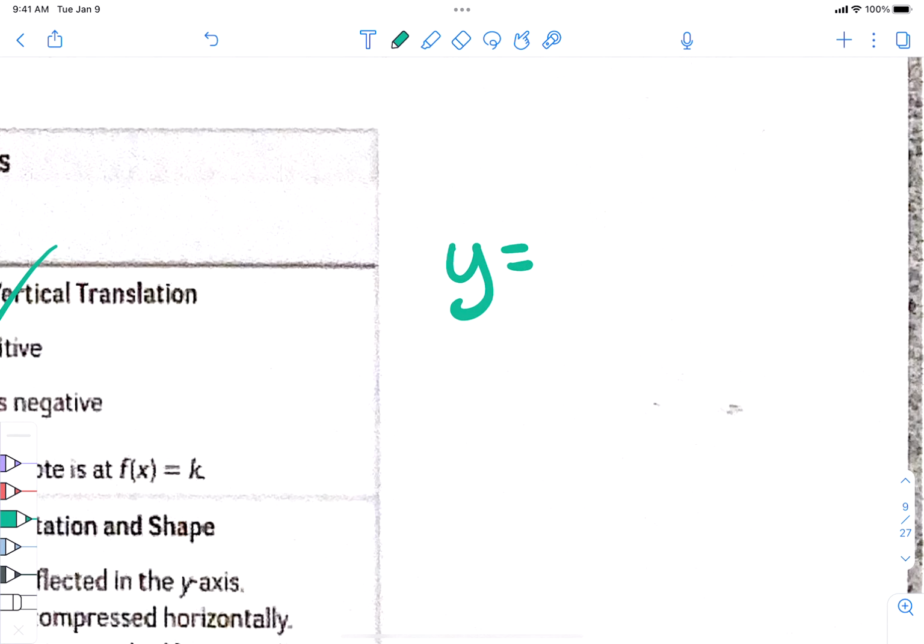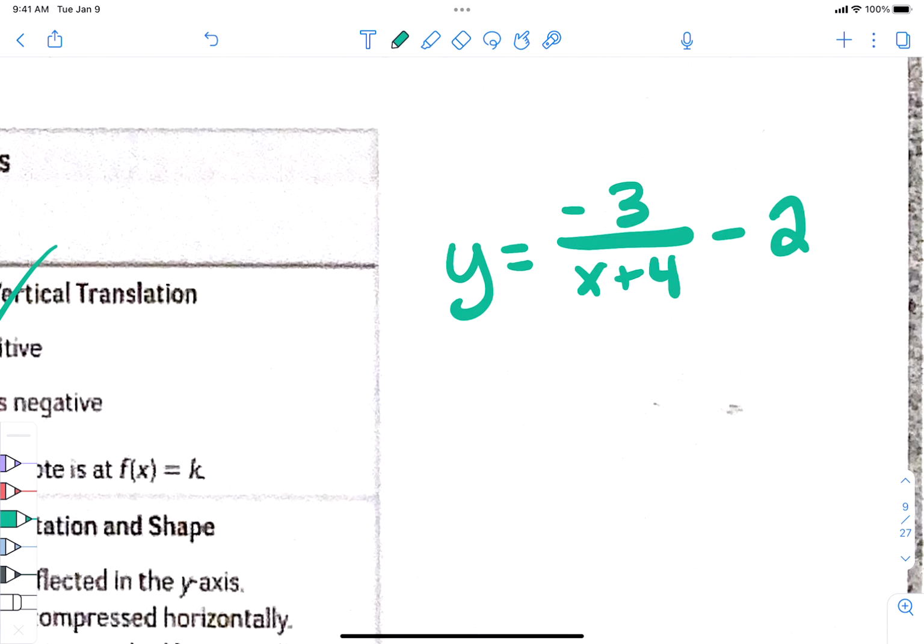Let's say you have -3 over x plus 4 minus 2. I'm going to tell you what all of those numbers mean. So write that example in there: negative 3 over x plus 4, minus 2. I'm going to show you what these mean. Okay? We already know what the negative 2 means.